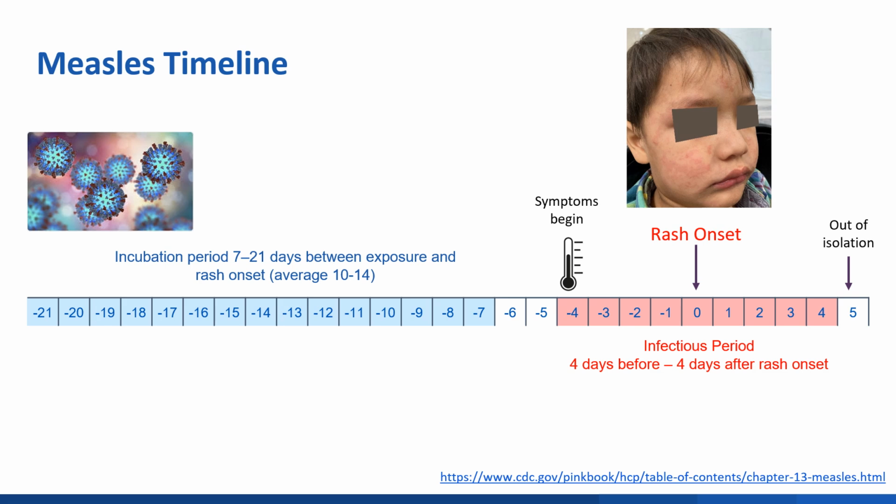And following these prodromal symptoms, the rash begins. The date of rash onset is considered day 0, and a person with measles is considered infectious from 4 days before to 4 days after the rash onset. So on average, the time from exposure to developing the rash is about 14 days, but the incubation period can range from 7 to 21 days from shortest to longest.